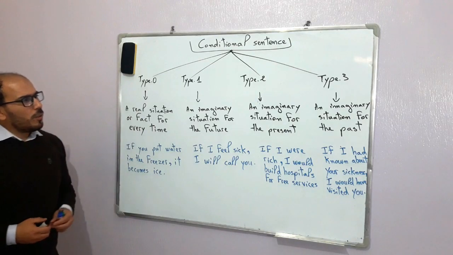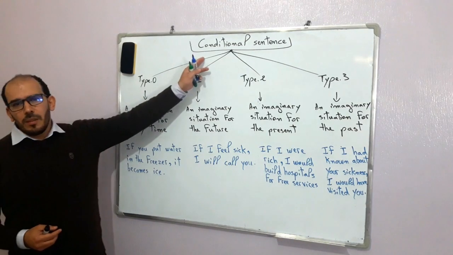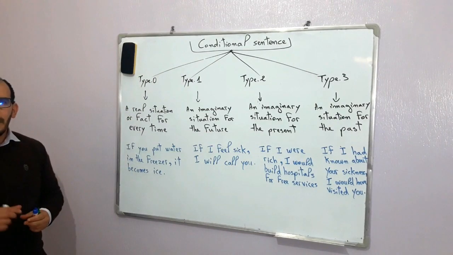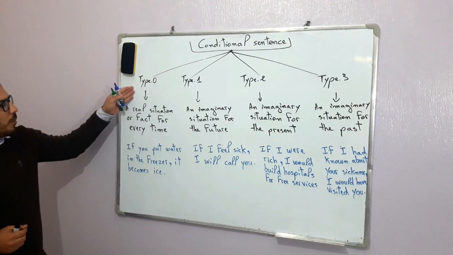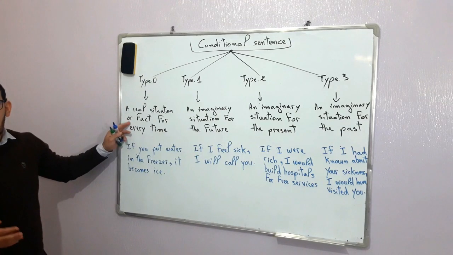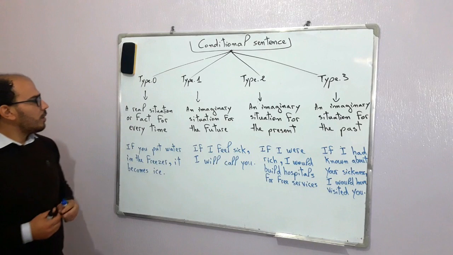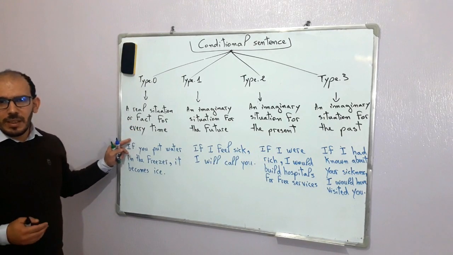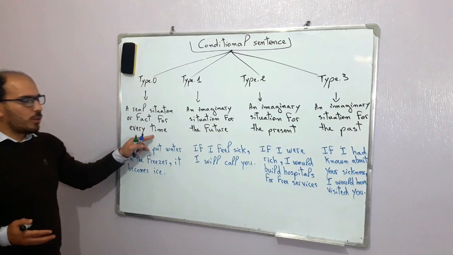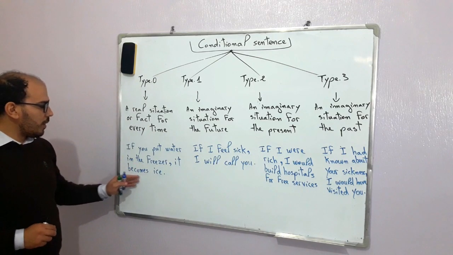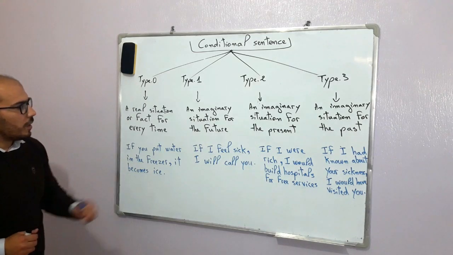Right, so as a conclusion, you find that when we speak about the conditional sentence, we have different types, and every type is used for a specific situation. When we speak about type 0, it is used for real situational facts, especially scientific facts, for every time. It is tenseless. It's not restricted to a specific time. Like in this case, if you put water in the freezer, it becomes ice.